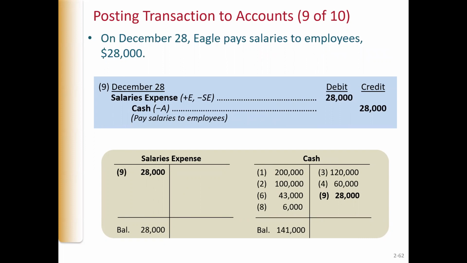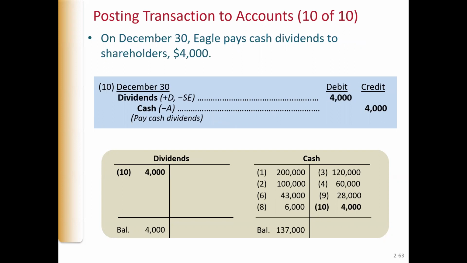On December 28th, Eagle pays salaries to employees for $28,000. Here we debit our expense for $28,000. We credit our cash for $28,000. Then when Eagle pays cash dividends to shareholders for $4,000, here we debit our dividends and we credit our cash for $4,000. You see how we're running? We're keeping a running total on our accounts.